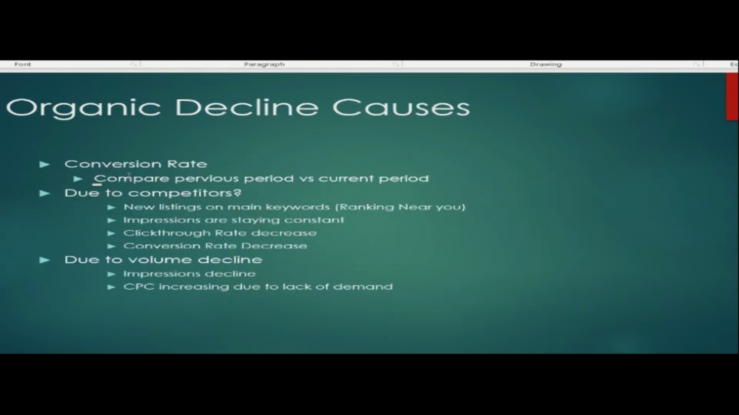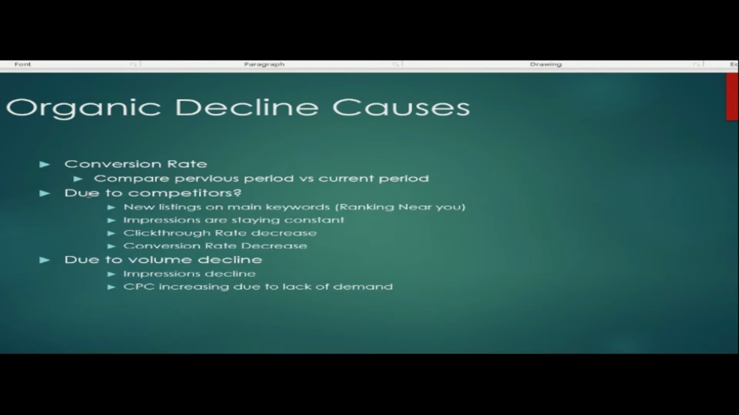The first one we look at is our conversion rate. You'll want to compare your previous period versus the current period. There could be a couple of different reasons for a decline. Are you getting some bad reviews? If so, what was your review rating before, and what has it gone to now? If you've gone from 4.5 stars to 3.5 stars, that's going to hurt your conversion, which is going to hurt your organic growth for sure. And then what may have happened is it could have been due to competitors.